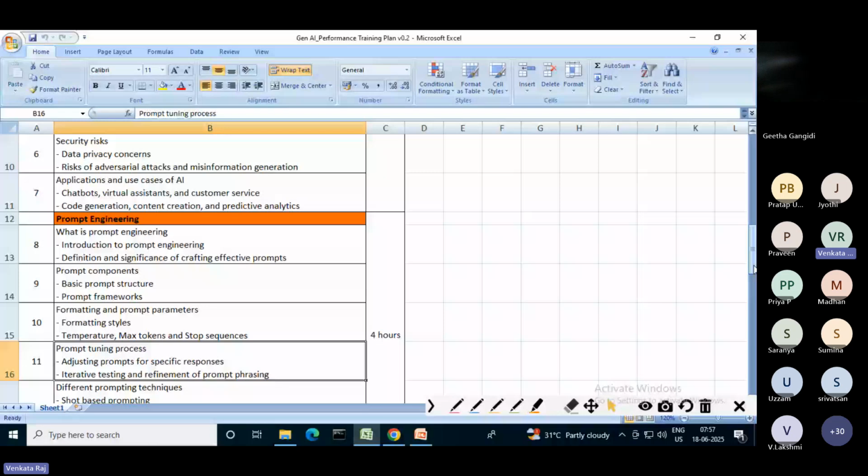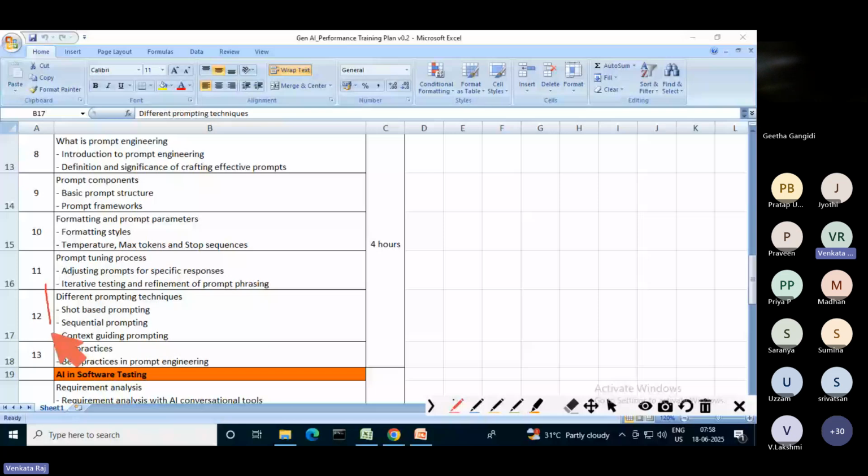We are going to see the different prompting techniques, that is few-shot prompting, sequential prompting, and context guiding prompting. See guys, in order to interact with the AI models, prompting is very, very necessary. Okay, you need to be skilled in writing prompts. You need to understand prompt engineering.